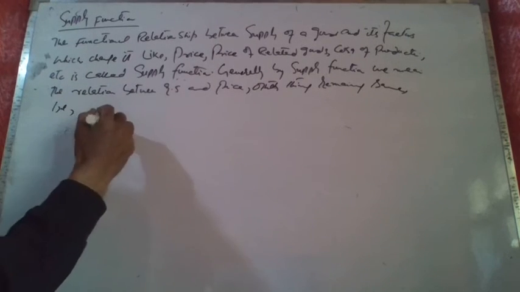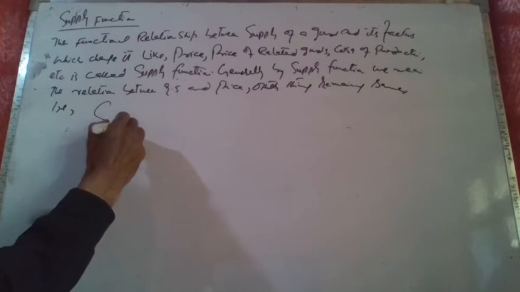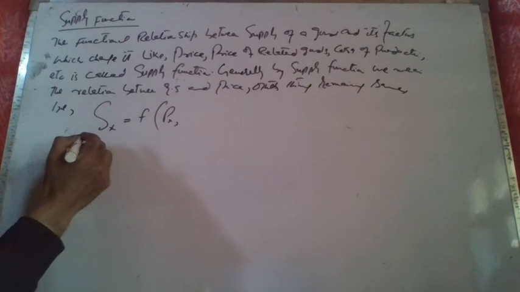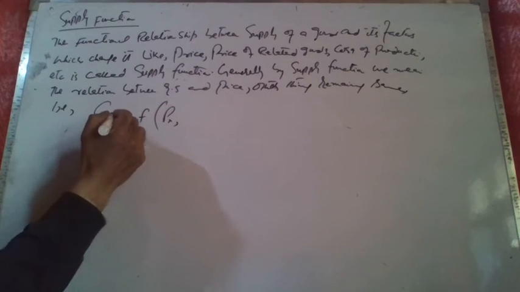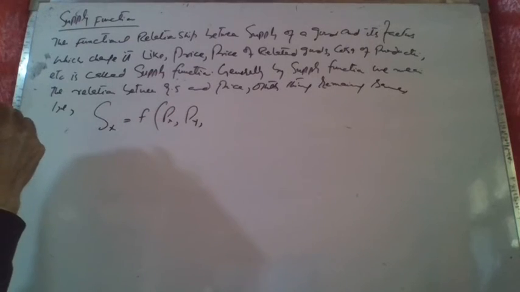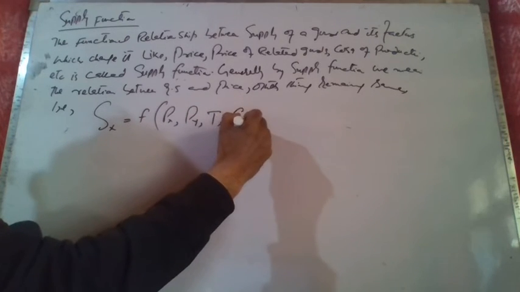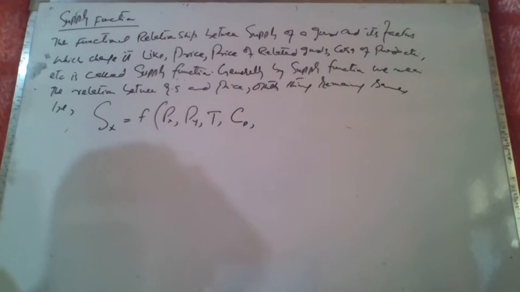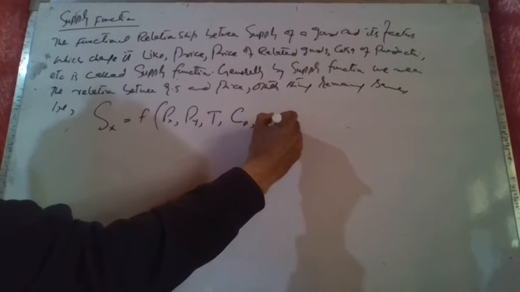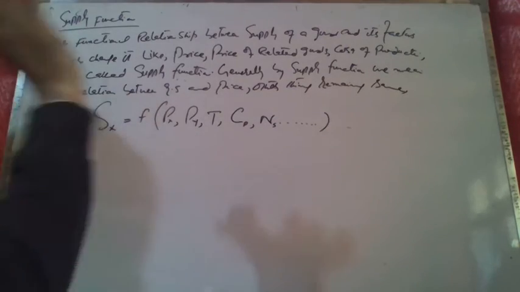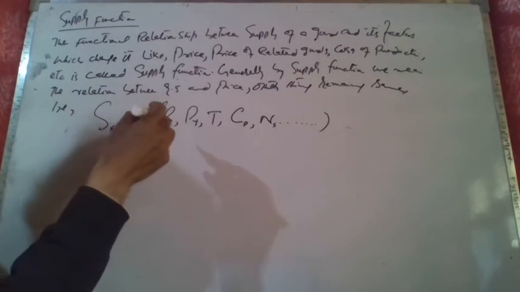That is, we can say supply of X is function of price of X, price of Y, price of related goods. इसी तरह टेक्नोलॉजी, दिस कॉस्ट ऑफ प्रोडक्शन है. इसी तरह है प्राइस एक्सपेक्टेशंस हैं, नंबर ऑफ सेलर्स कितने हैं. So there are so many factors other than price. In addition to price, we have so many factors.